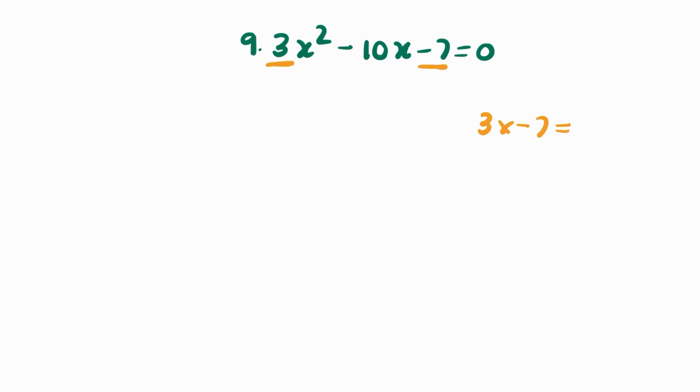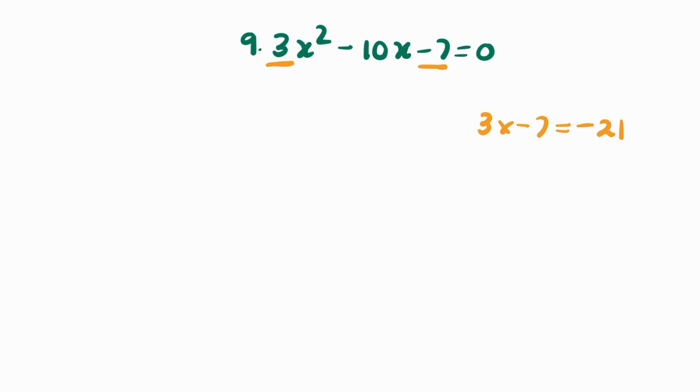Let's try to answer our ninth question. 3x squared minus 10x minus 7 equal to 0. First of all, let's check if we can factorize it. What should we do? We have the a and c terms right here. The a term is 3 and the c term is minus 7. We should multiply the a and c terms together. 3 times minus 7 is equal to minus 21.